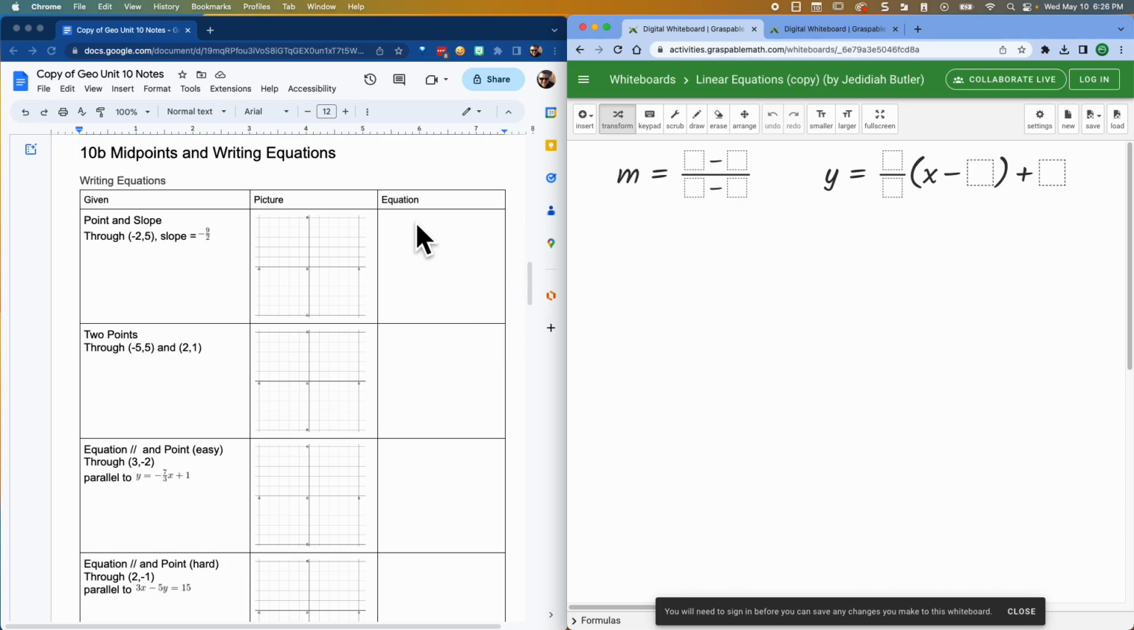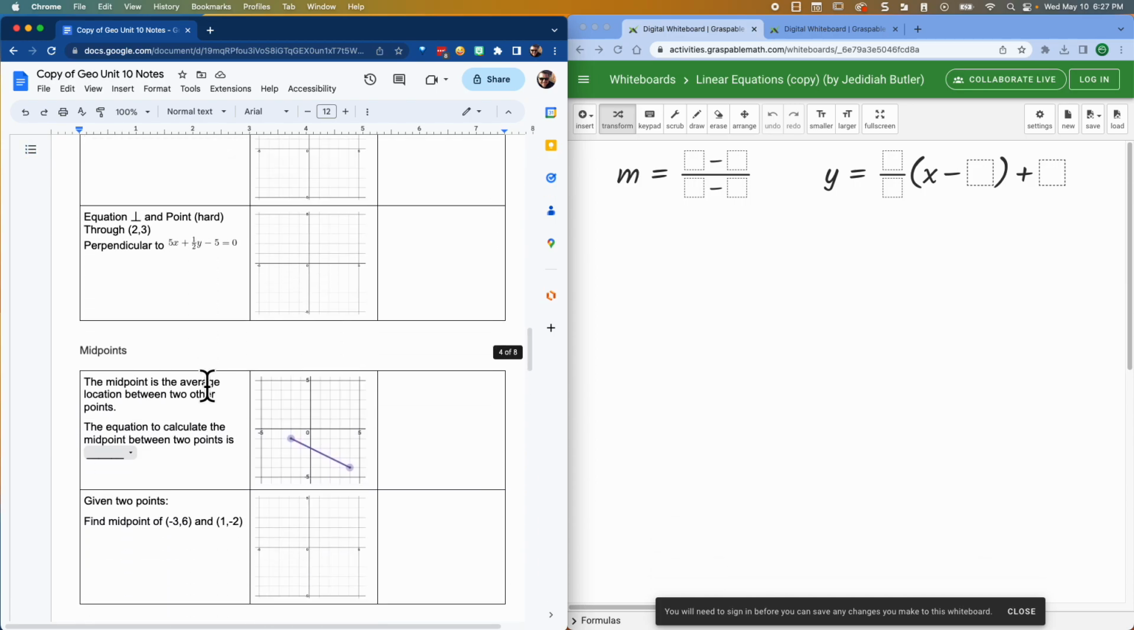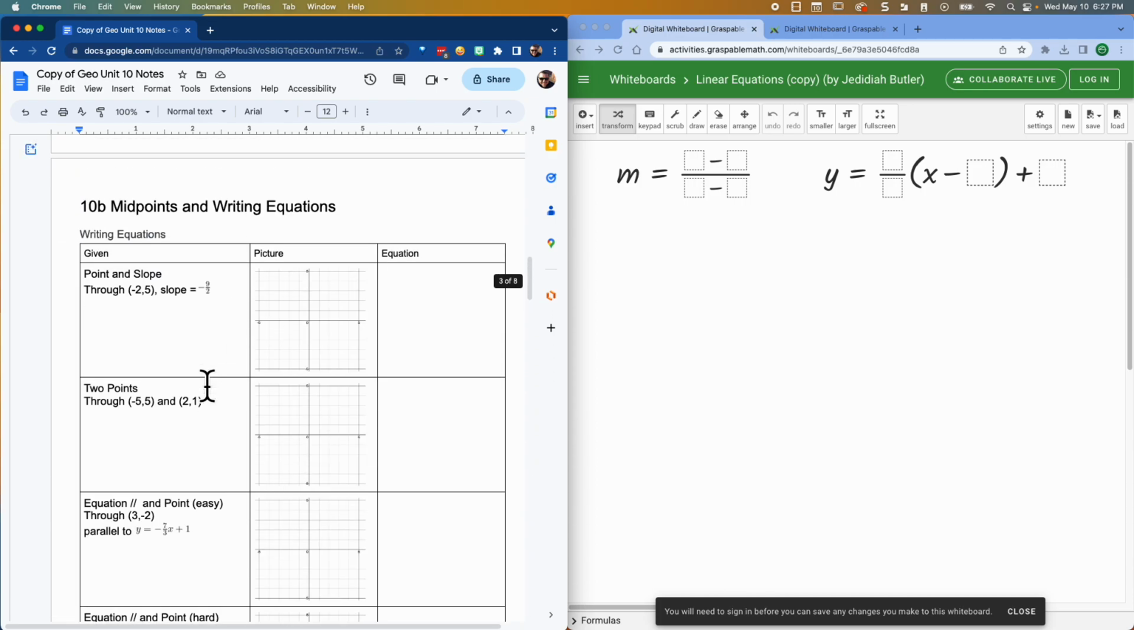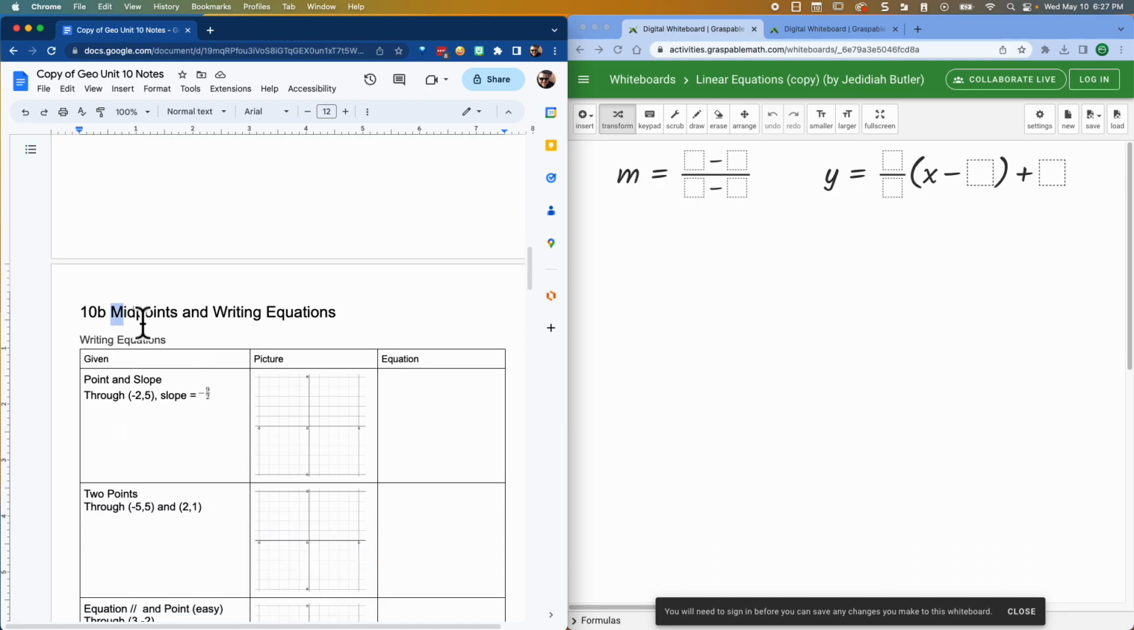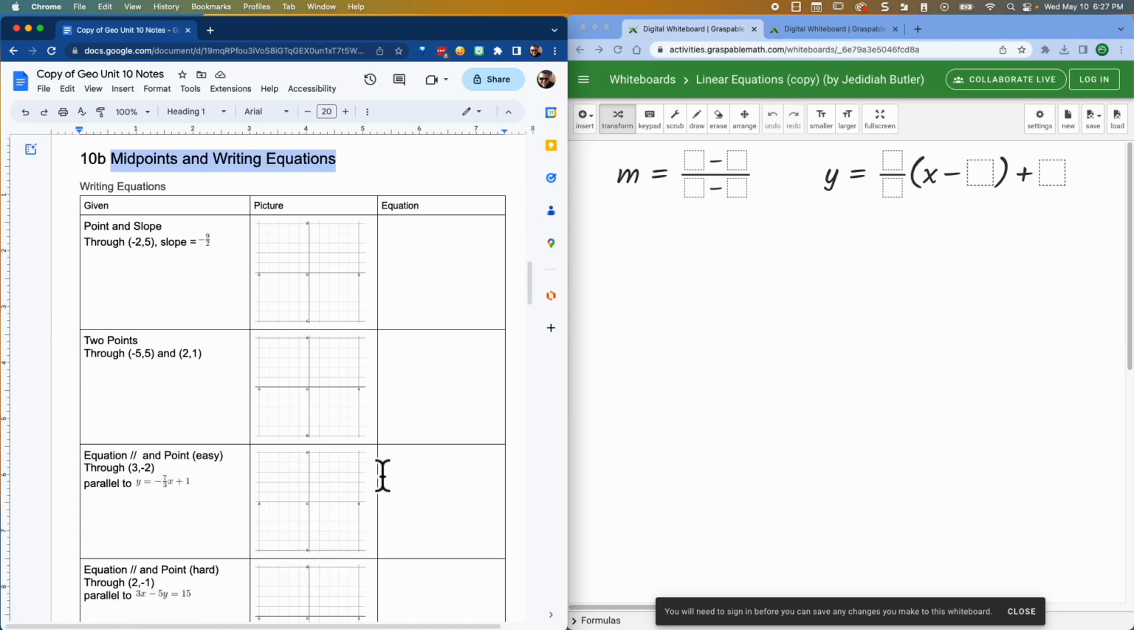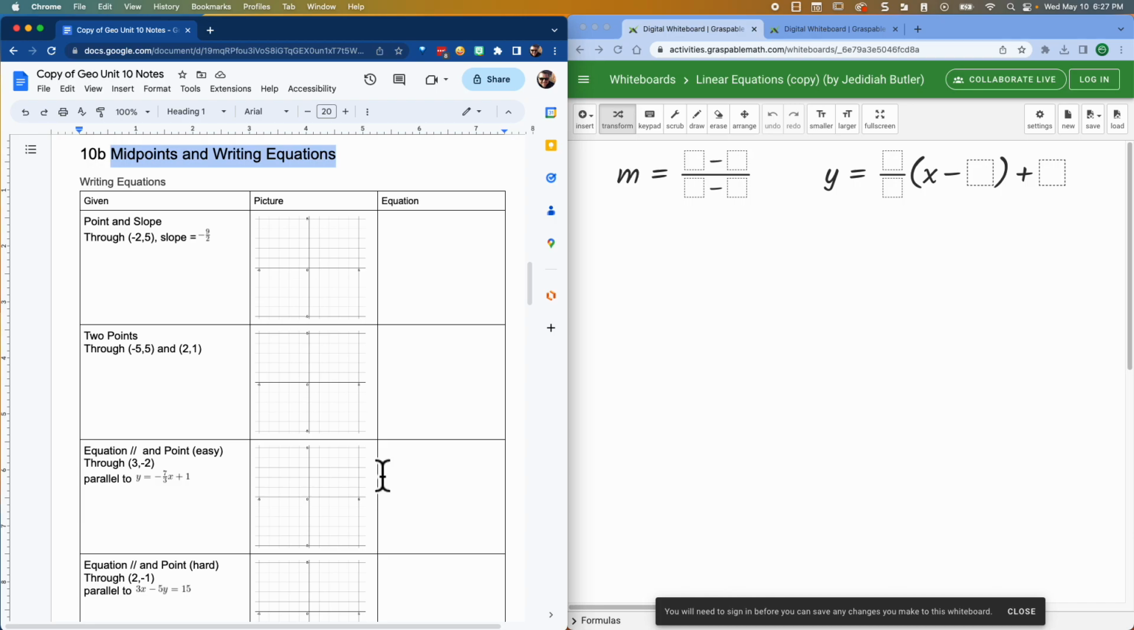Welcome to some more video notes. Real quick, we're going to be looking at some midpoints and writing equations. We're mostly going to be writing equations, but we're still setting up some of our skills in order to do some of the more complex tasks later in this unit. But it requires that we have a general understanding of how to write a linear equation and how to find midpoints, and then we're going to start putting those things together.